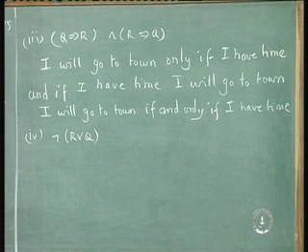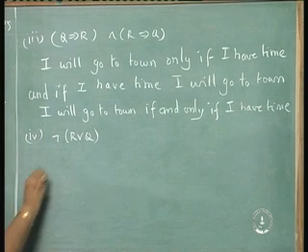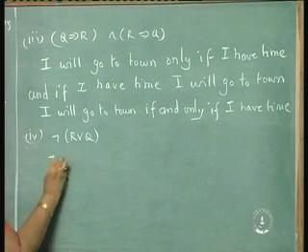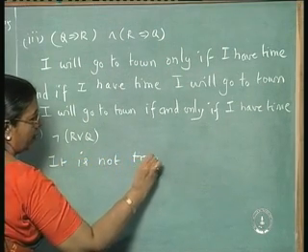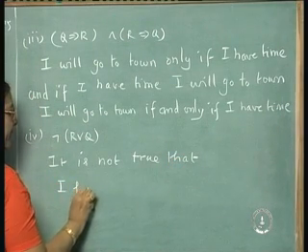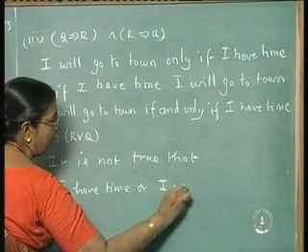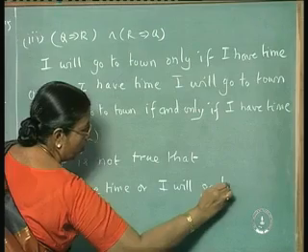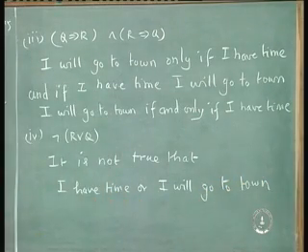The last is not R or Q. Again, R stands for I have time and Q stands for I will go to town. So this can be written in the form, it is not true that I have time or I will go to town. It is not true that I will have time or I will go to town.